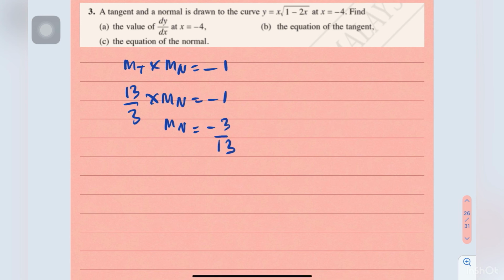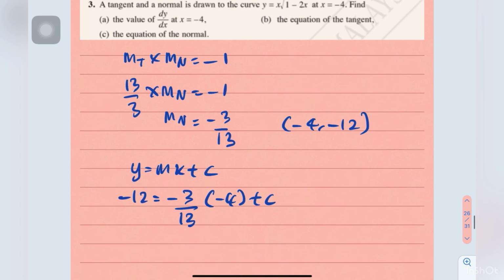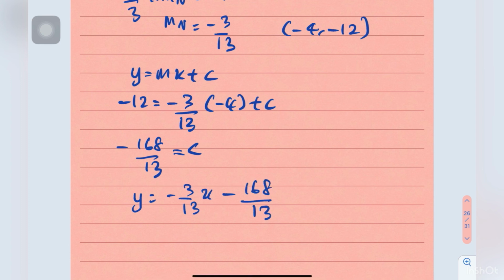Okay, so we have point (-4, -12). Substitute into y equals mx plus c. y is -12, m is -3 over 13, x is -4, plus c. So c is, very big number, c is -168 over 13. Therefore your equation of normal is y equals -3 over 13 x minus 168 over 13.